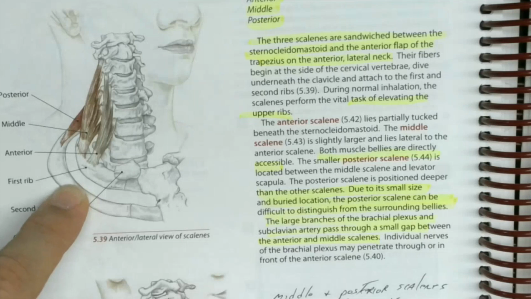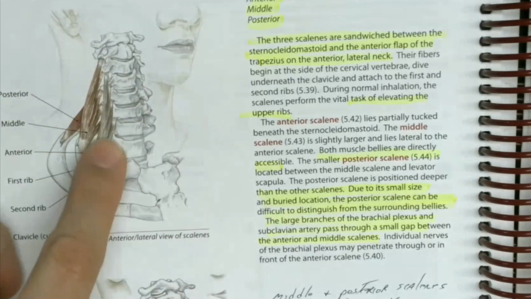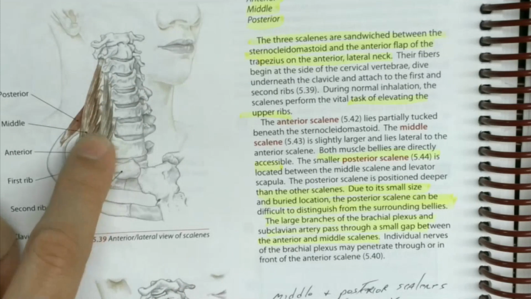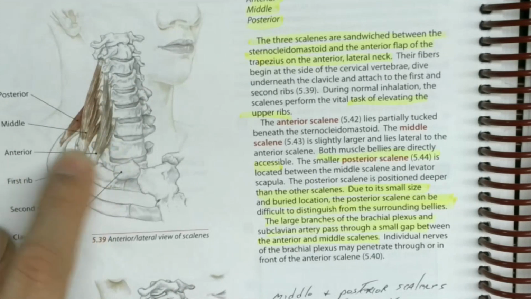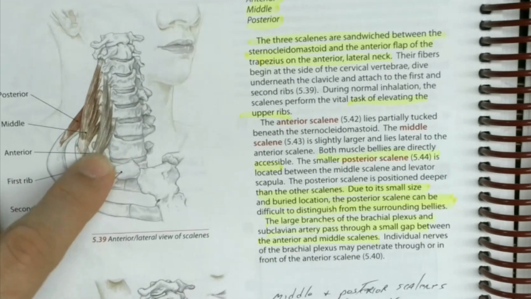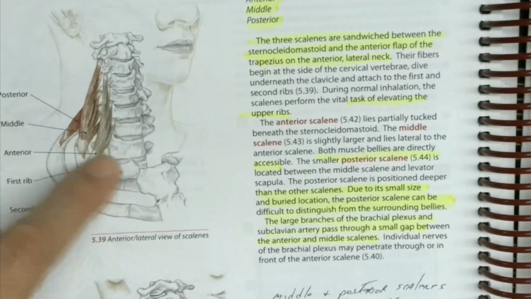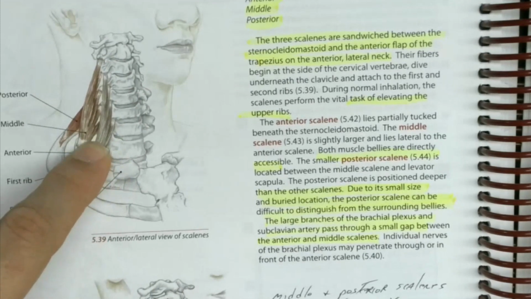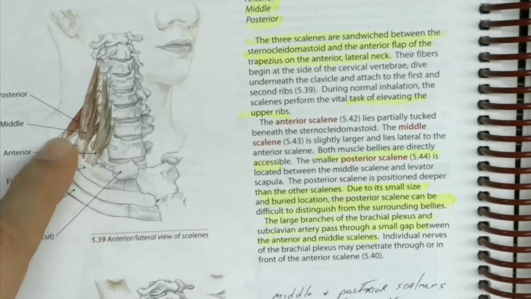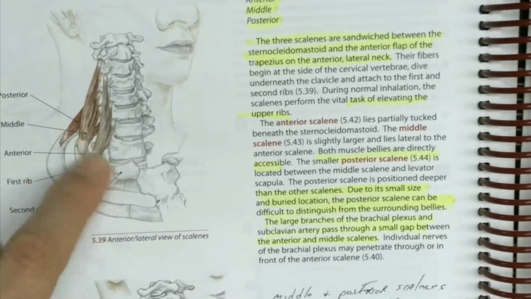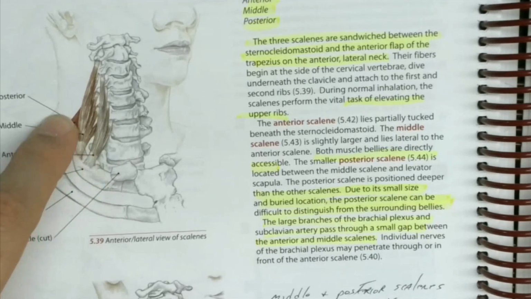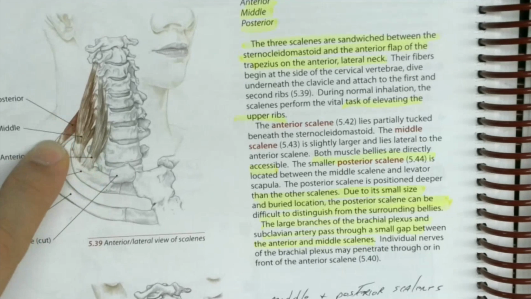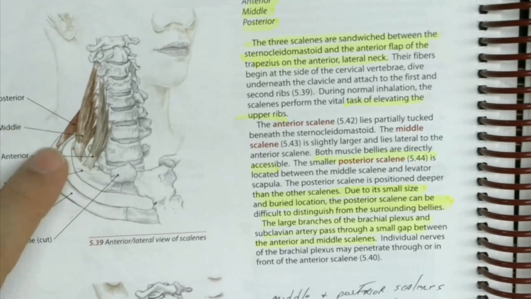So we have 3 parts of the scalenes. We have the anterior, which means it's in the front. We have the middle scalene, and then we have the posterior scalene in the back. So an easy way to remember which ones are attaching to which is the first 2 go to the first rib, and then the last one goes to the second rib. So first 2 scalenes, anterior and middle, go to the first rib, and then our last scalene, the third scalene, the odd one out, goes to the second rib.